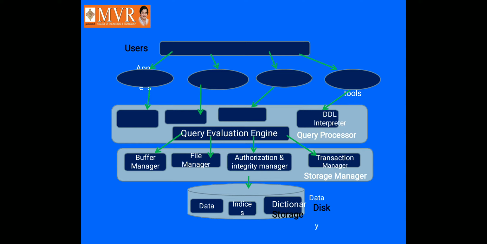Integrity means combining two entities and showing them as a result. Whatever integration we have will be used by the transaction manager. The transaction means it will be processed to the output, which will be seen by the transaction manager. All of these will be stored in the database storage, which is called the disk. In the disk we use data, indexes and dictionary data. These four we are using in the disk.